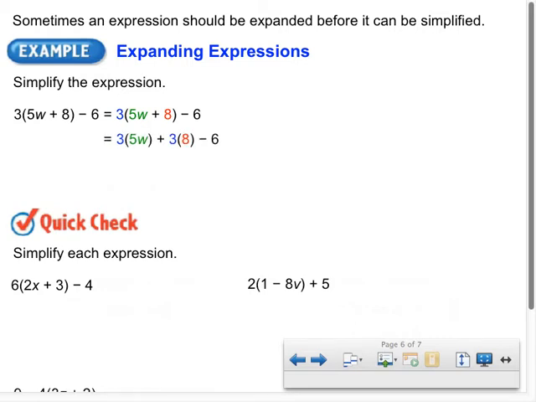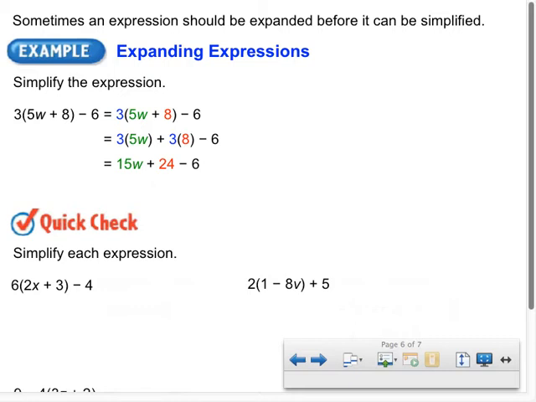minus 6. Okay. So it sounds like you had this. Is this correct? This is what you have? Okay. So now we actually need to go one step further and simplify this. Can you simplify this? 3 times 5W equals 15W. Very good. 3 times 8W equals 24 minus 6. Right. Which equals, well, 24 minus 6.